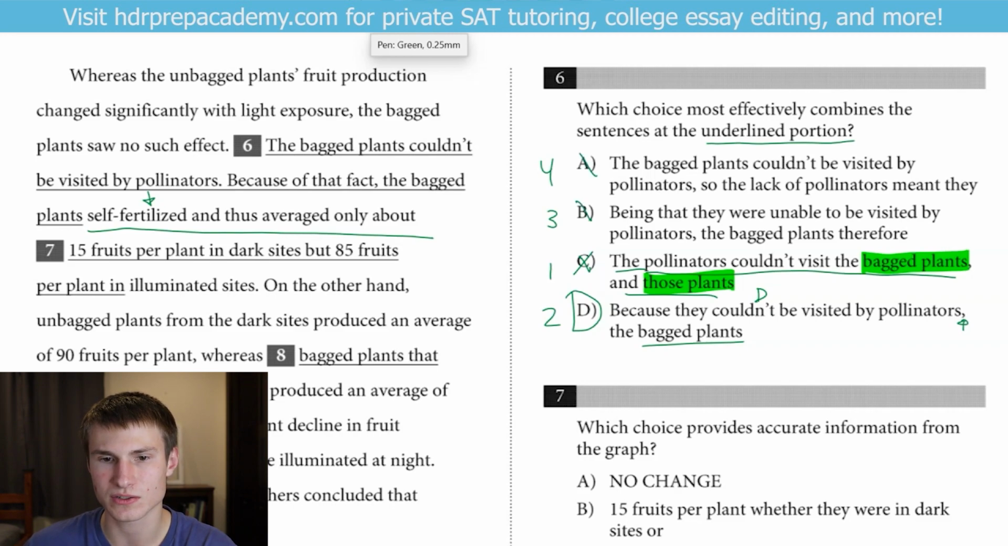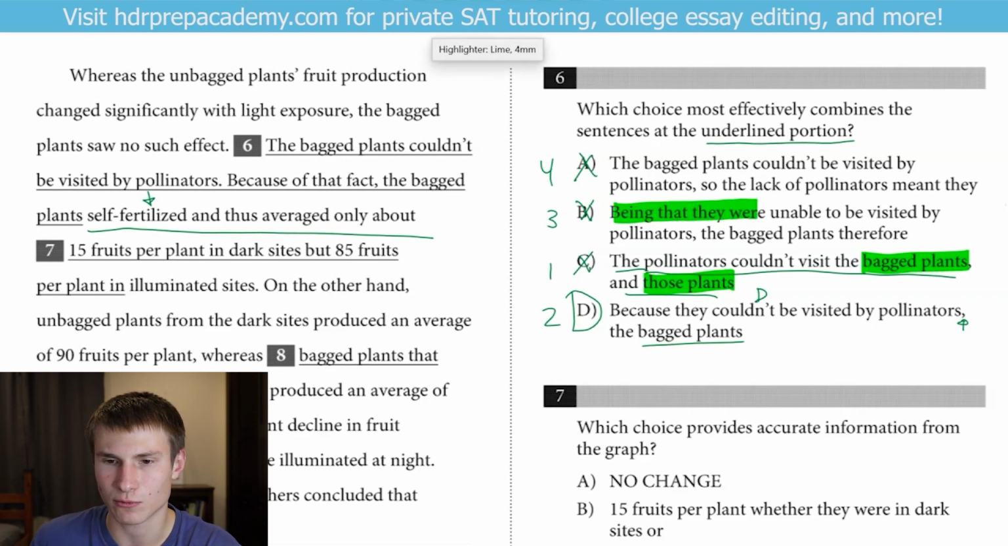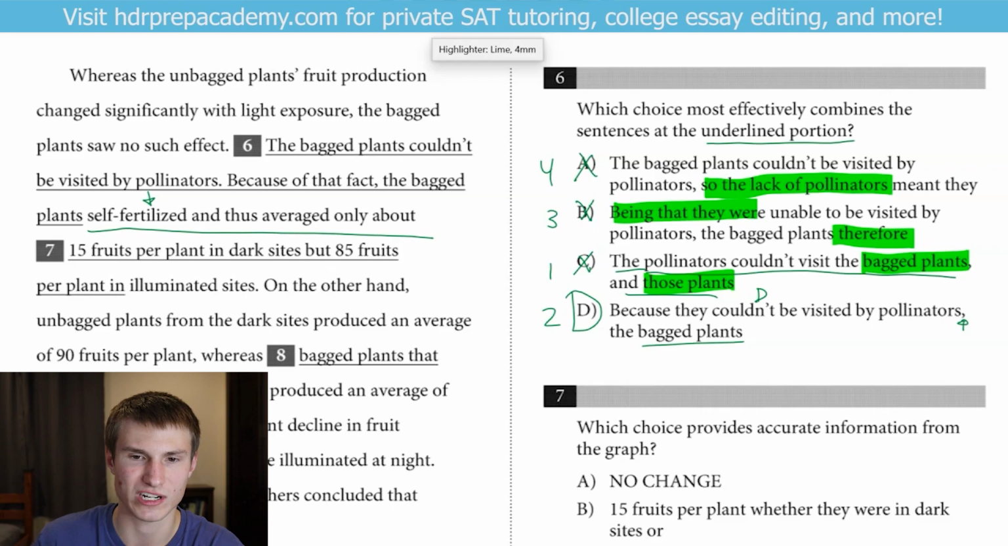B and A, if we look at those will ultimately end up being wordy. I'll go and explain why real quick. We have option B being that they were unable to be visited by pollinators, the bagged plants, therefore. Obviously, we have wordiness here and being that they were, and then also by adding the word therefore. And then if we look at option A, the bagged plants couldn't be visited by pollinators, so the lack of pollinators, once again, we see repetition and wordiness there.